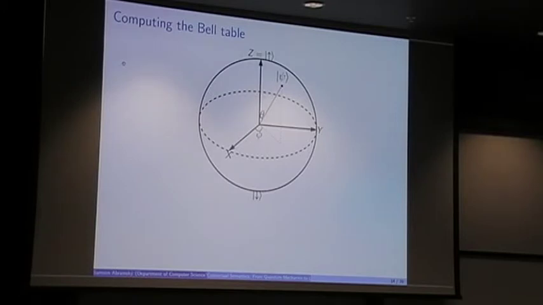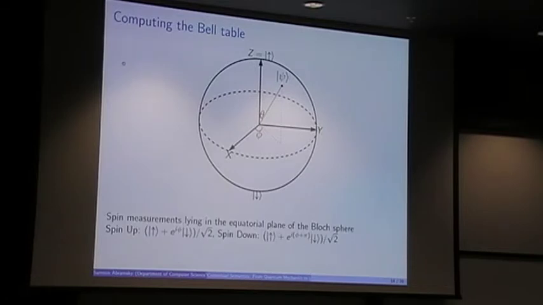We're going to look at measurements on the equatorial plane here, so the direction will be given by some angle from the x-axis. So a spin measurement lying over here is just determined by an angle phi, and then spin up will be the vector represented by this angle phi, giving us this way of writing the vector. The antipodal point will be in the opposite direction, so we add pi to the angle, and we get the arrow pointing in the opposite direction.